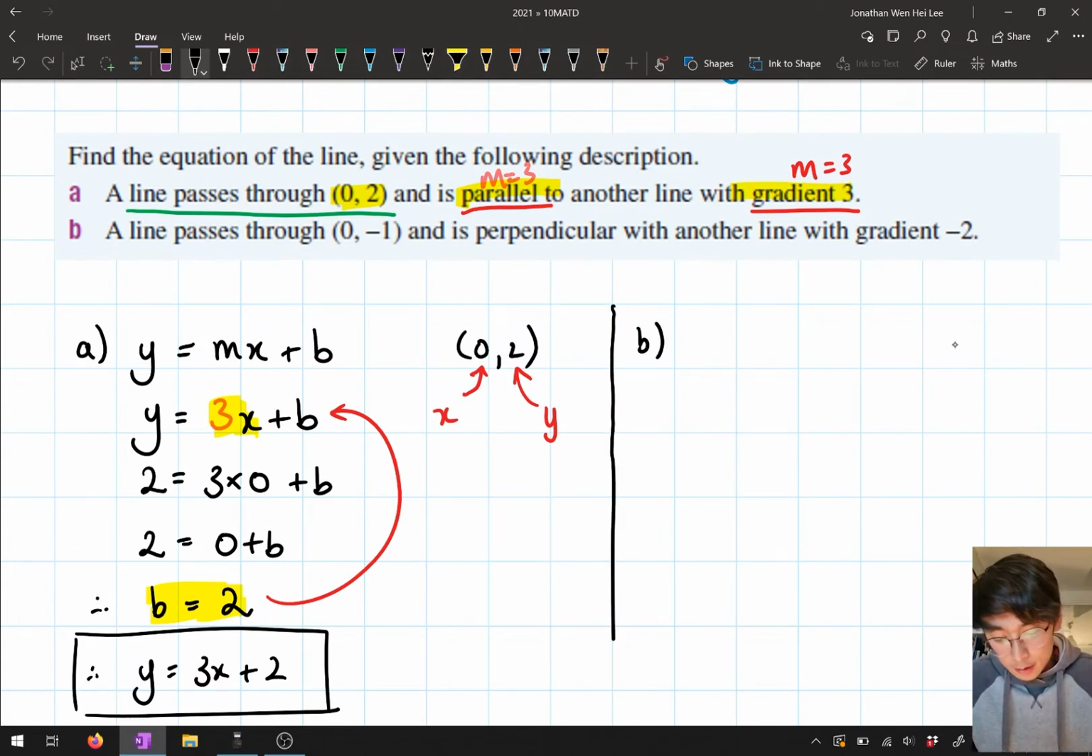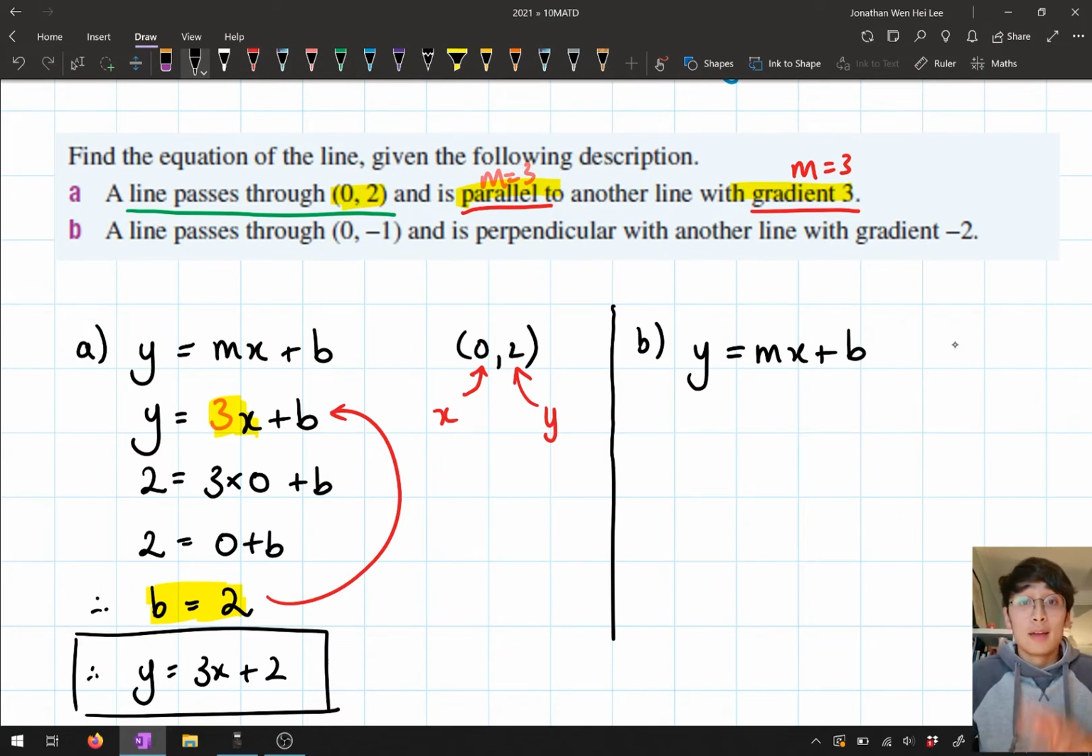Part B. A line passes through (0, -1) and is perpendicular with another line with gradient -2. Now this one requires a little bit more work, but that's okay, we'll go through it. First step, we're going to write down the gradient intercept form. So I'm going to write here, y is equal to mx plus b. Second step after that is we're going to find the gradient.